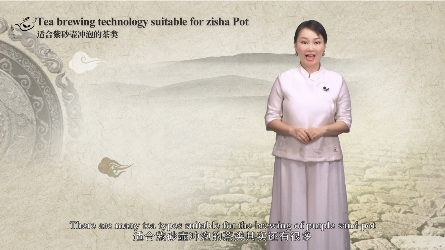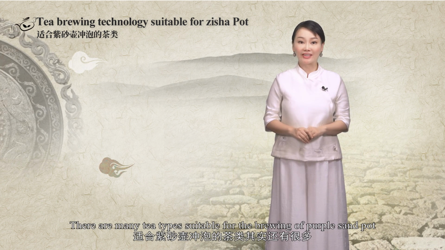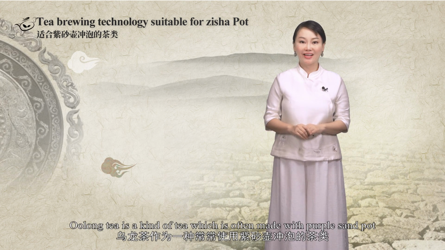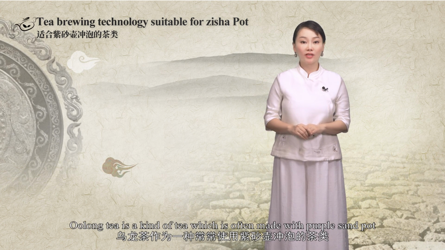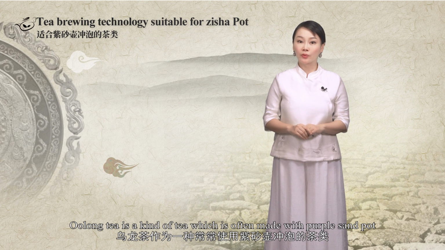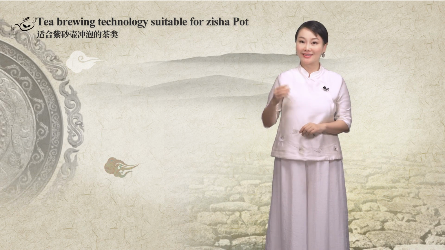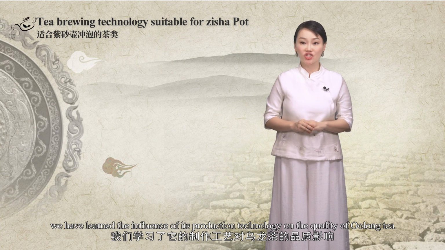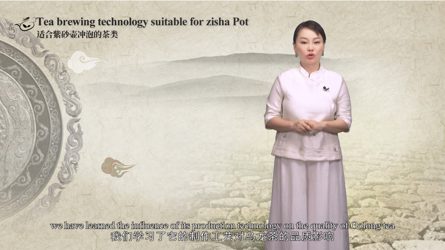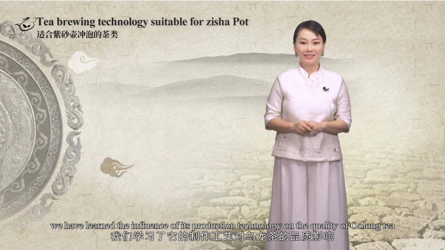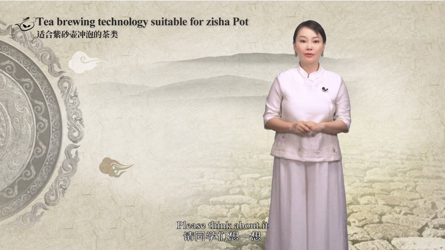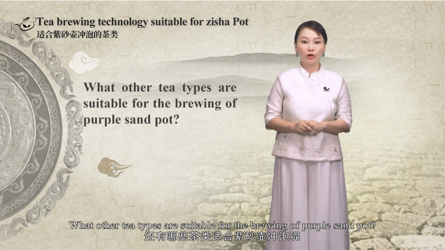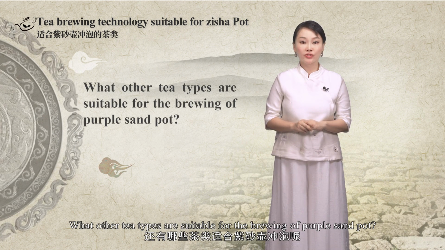There are many tea types suitable for brewing in a purple sand pot. Oolong tea is a kind of tea often made with a purple sand pot. Today, we have learned the influence of its production technology on the quality of oolong tea. Please think about it. What other tea types are suitable for brewing in a purple sand pot?